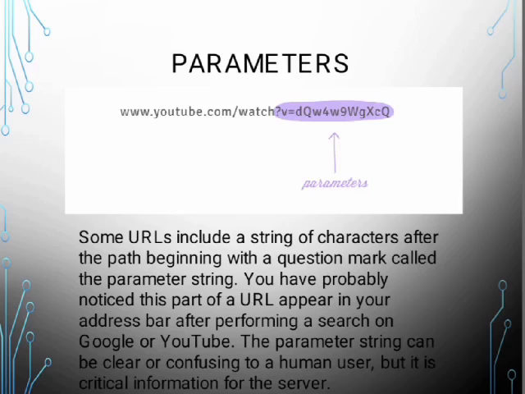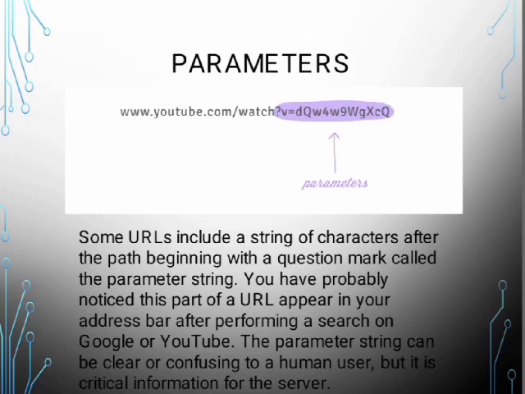So now let's go on with parameters. Some URLs include a string of characters after the path beginning with a question mark. That part is called the parameter string. We humans probably notice that this part of the URL appears confusing. We cannot understand the parameters, but this is critical information to the server.